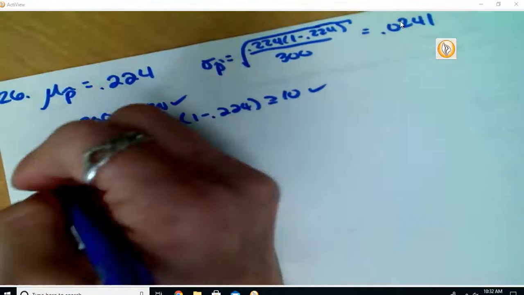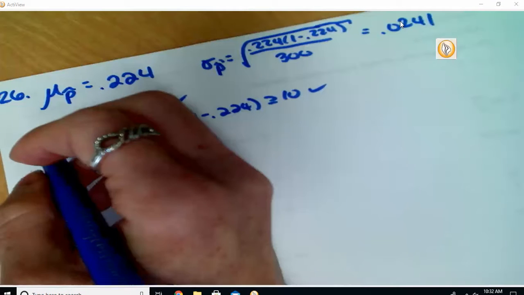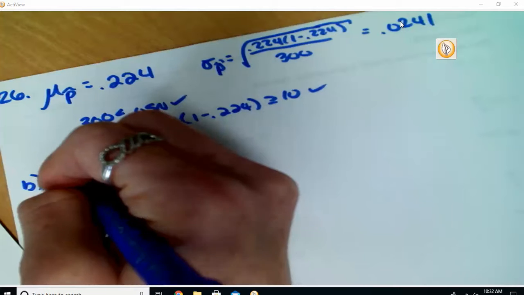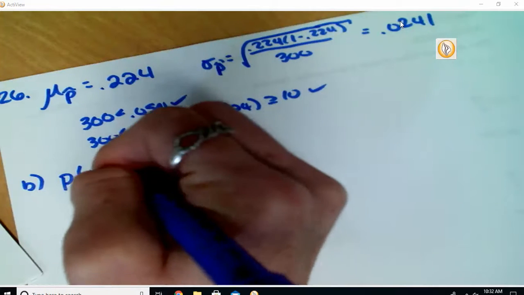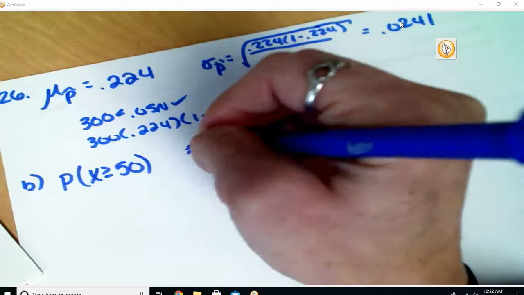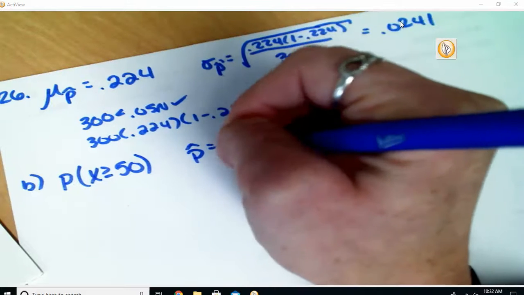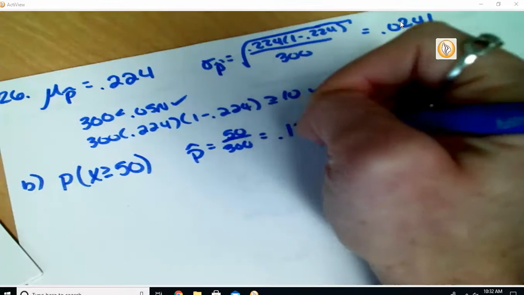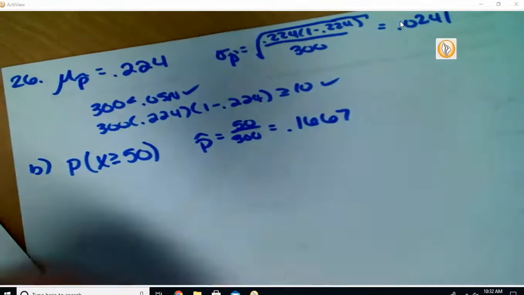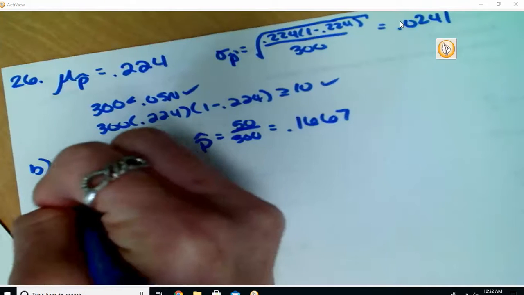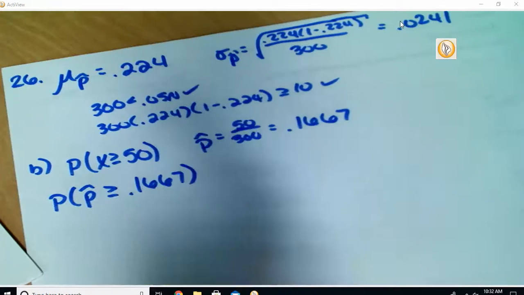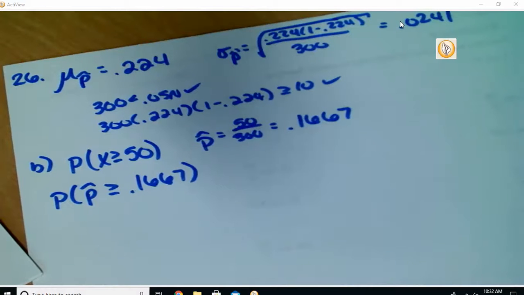wants to know the probability that at least 50. Okay, so that's like saying the probability that x is greater than or equal to 50. But we need to change that to a p hat. So p hat is x over n, so 50 over 300. Which is like 0.1667, 6 repeating, but so we need to find the probability that p hat is greater than or equal to 0.1667.